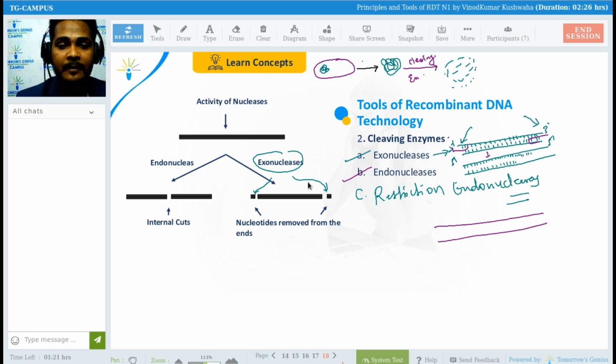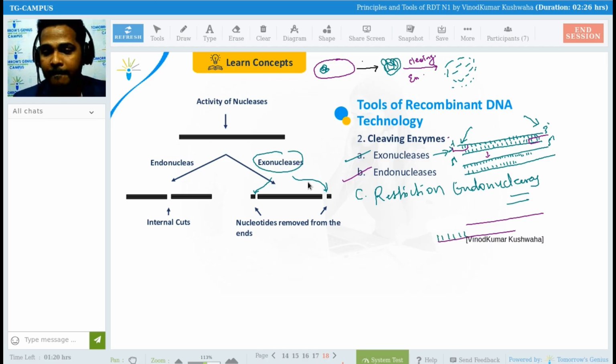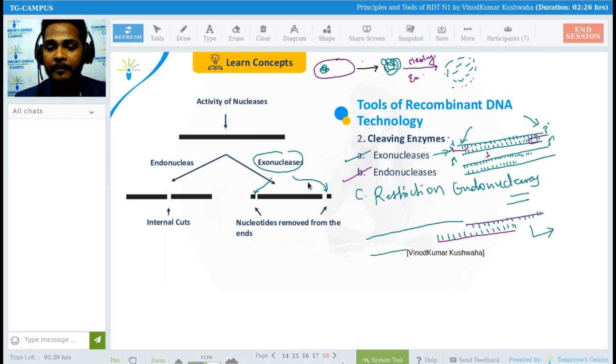It is going to cut at specific positions like this way. So this end is called the sticky end. Their single-stranded free ends are called sticky ends, which can be joined end to end by DNA ligase. Suppose you want to join with another DNA, it is going to join like this. That is the purpose of restriction endonuclease, because it is going to create a sticky end. That is the only difference between restriction endonuclease, endonuclease and exonuclease. I hope these three cleaving enzymes are clear to all of you.